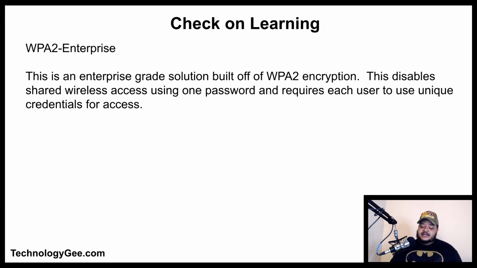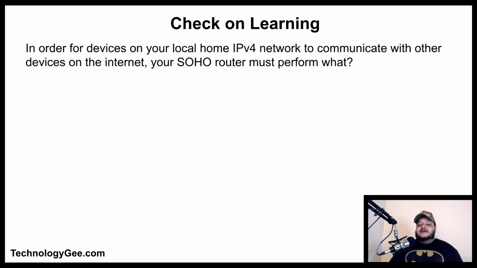Now, the final question is, in order for devices on your local home IPv4 network to communicate with other devices on the internet, your SOHO router must perform what? Is it DMZ? Is it NAT? Is it DNS? Or is it DHCP? So in order for your devices on your local home IP version 4 network to get out there and surf the internet, your SOHO router must perform what?